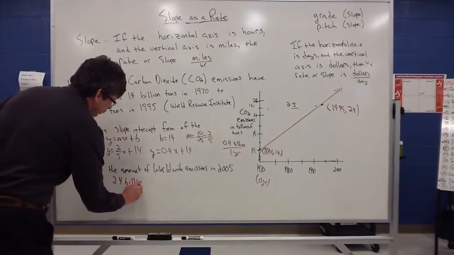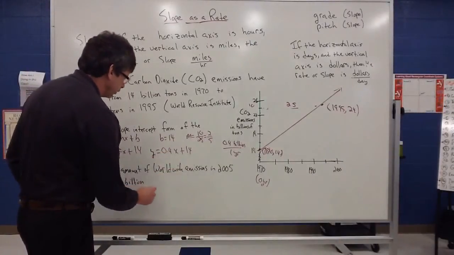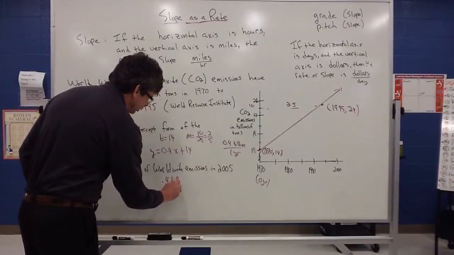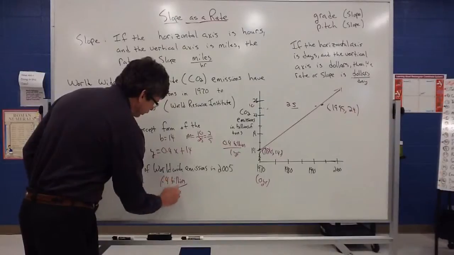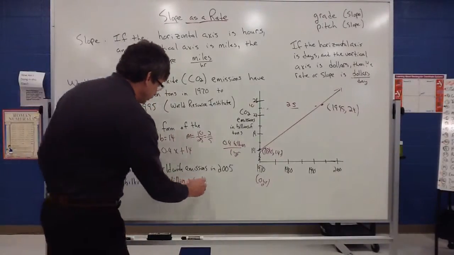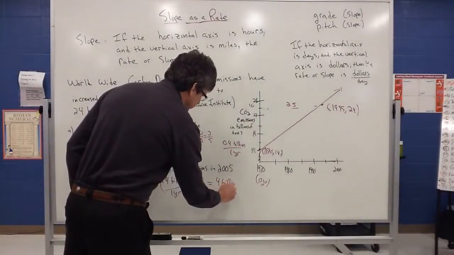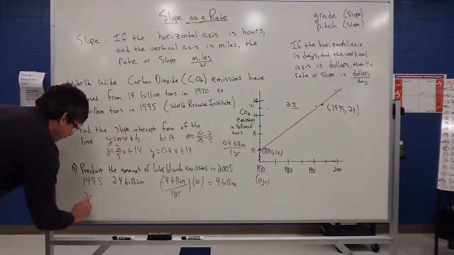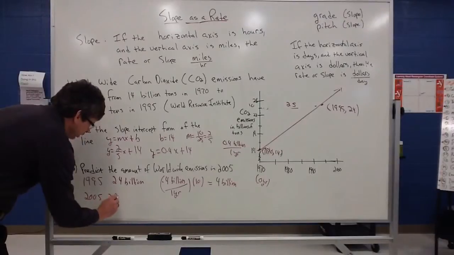And we also know that it's going to change at this rate of 0.4 billion per year. And if 10 years goes by, if I multiply that out, that's going to give me an increase of 4 billion. So it looks like in 2005, I'm going to have 28 billion altogether.